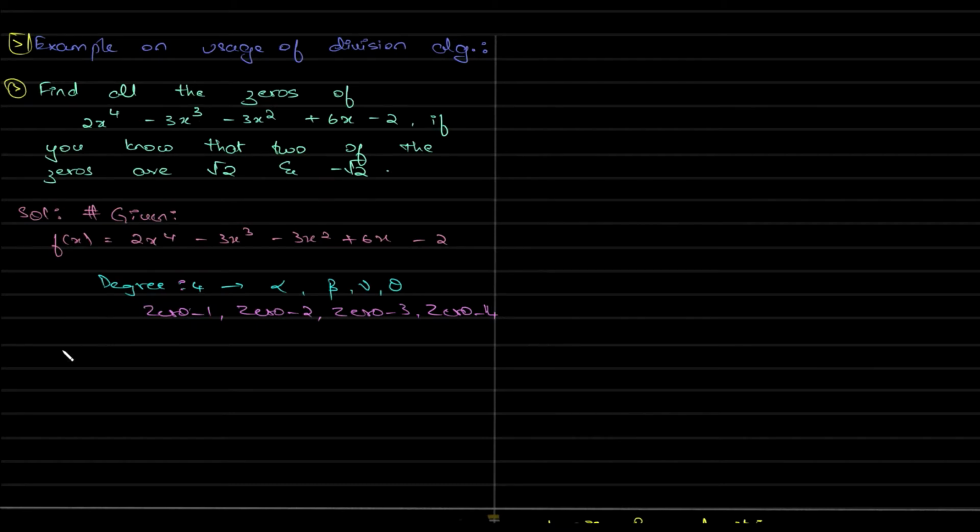Two of the zeros are alpha equal to √2 and beta equal to minus √2. So all this is given. Now we have to find the remaining zeros. The procedure is this: the first step is getting the equation.